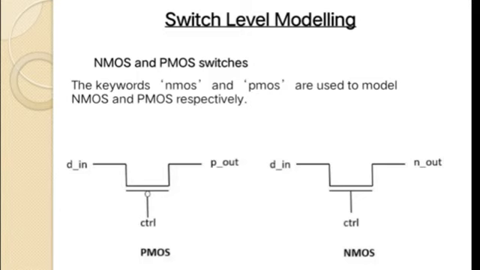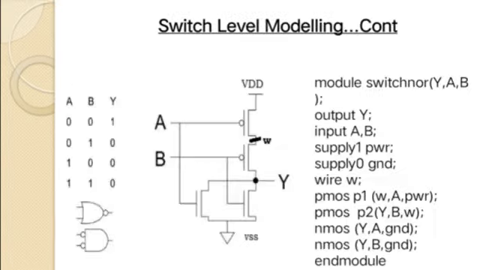Here the symbols of PMOS and NMOS are shown in the figure. The CMOS consists of PMOS and NMOS. The PMOS is connected to VDD and the NMOS is connected to VSS, that is ground. One example of switch level modeling is a circuit describing the two-input NOR gate. Here W is the wire between the A and B transistors. The switch level modeling circuit and coding example are shown in the figure.